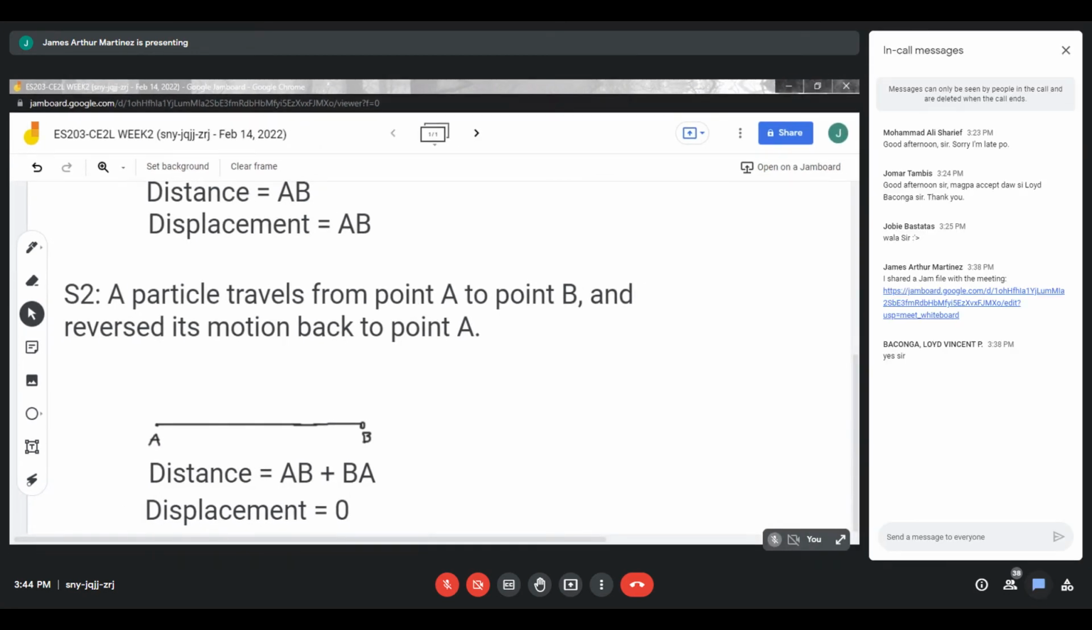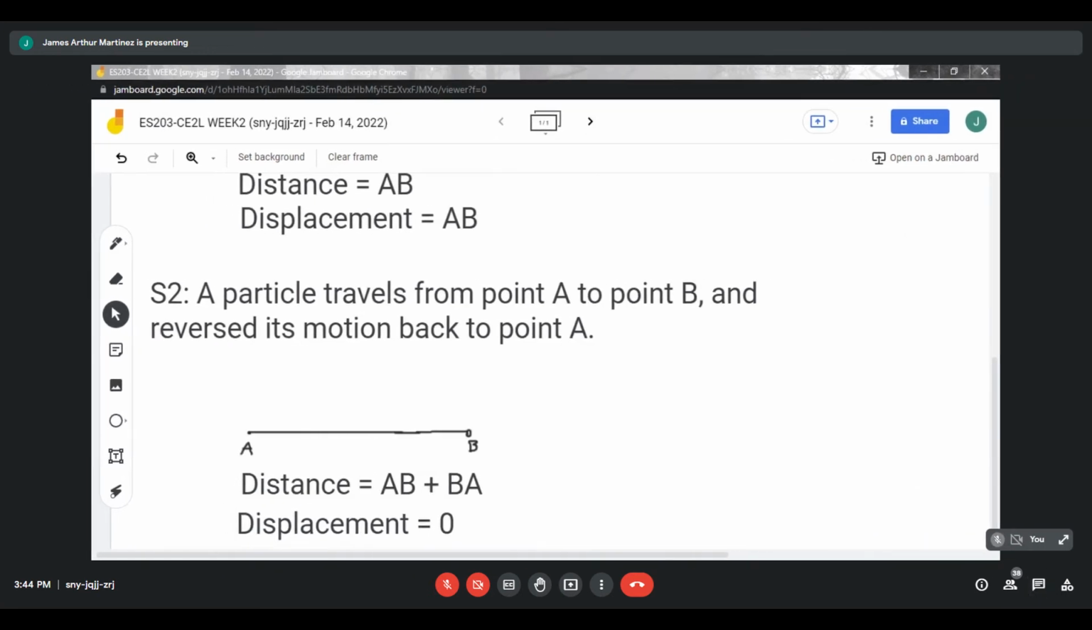Another example of this is circular motion. If a certain particle starts its motion and moves in a circular path, then when it returns to the point where it started, the displacement of your particle or body at that point is 0.